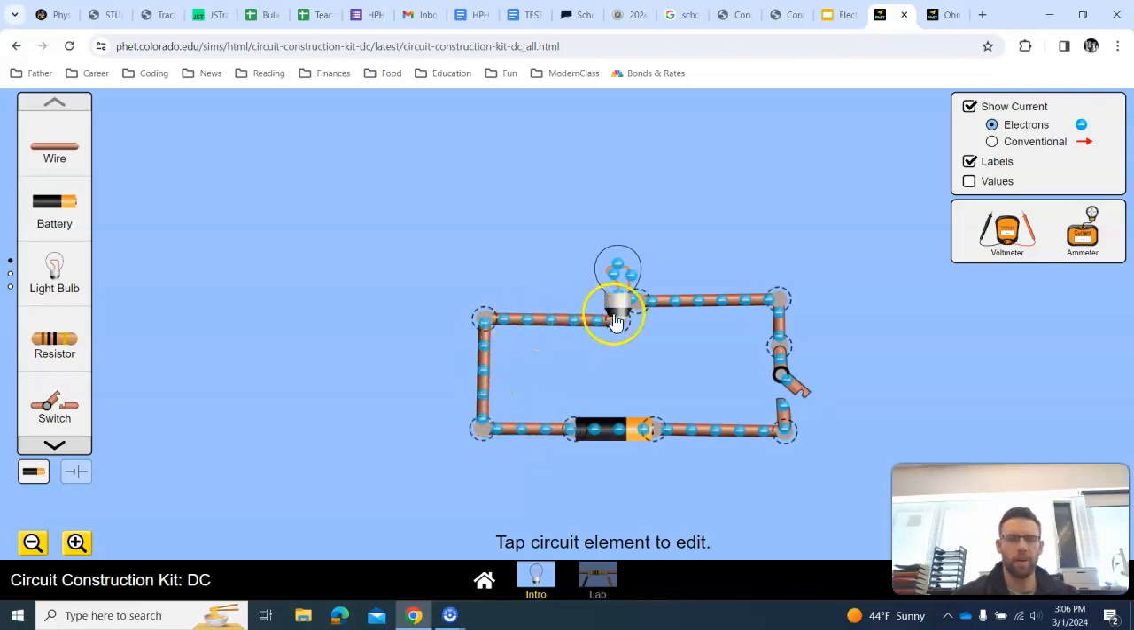All right, now the electrons won't flow until the circuit is completely closed. So when we put the switch together, now the electrons start to flow and the light bulb lights up. All right, that's the basic idea of how a circuit works.